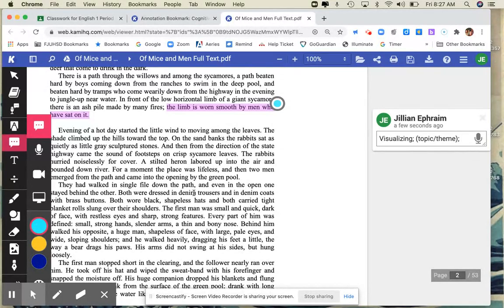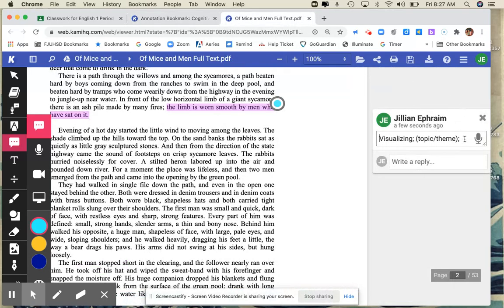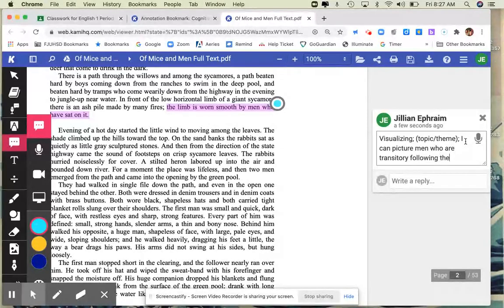And that is going to be a little phrase or maybe one word. And it's not that whole essential question, but it comes from the keywords of the essential question we're working on for the module. I'll go back to my bookmark, and I'm going to choose I can picture. So I use that sentence starter. I can picture men who are transitory, following the same path in their life due to the Great Depression.